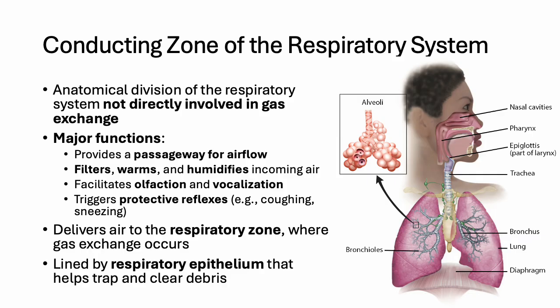The conducting zone is lined primarily with a ciliated pseudostratified columnar epithelium, which contains goblet cells that produce mucus. This mucus traps airborne debris. The cilia beat rhythmically to sweep it upwards and out, forming what is known as the mucus escalator. Ultimately, the conducting zone ensures air is properly conditioned and cleaned before it reaches the respiratory zone, making it essential for efficient and safe gas exchange.